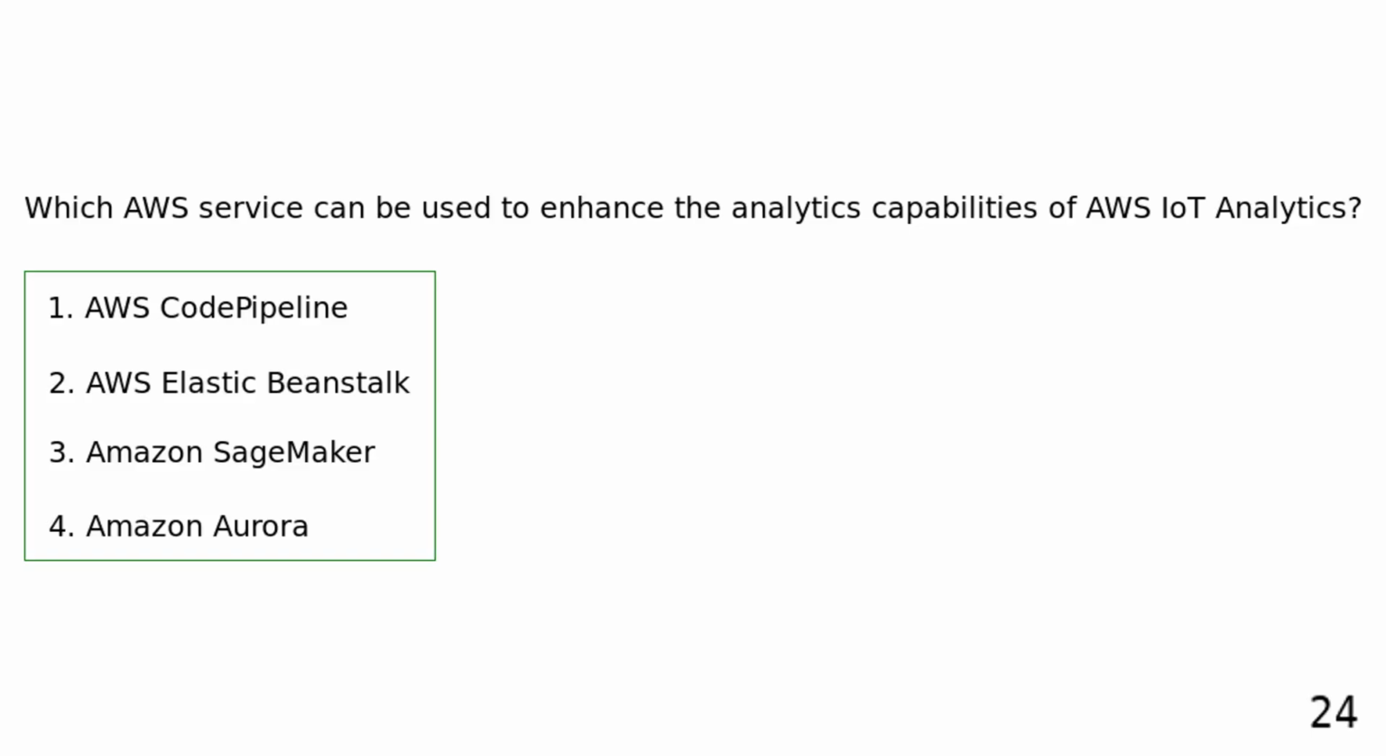Which AWS service can be used to enhance the analytics capabilities of AWS IoT Analytics? AWS Code Pipeline, AWS Elastic Beanstalk, Amazon SageMaker, Amazon Aurora.